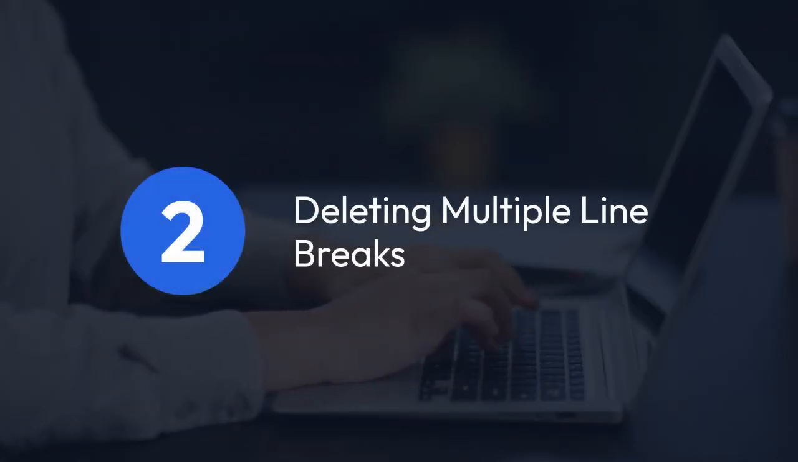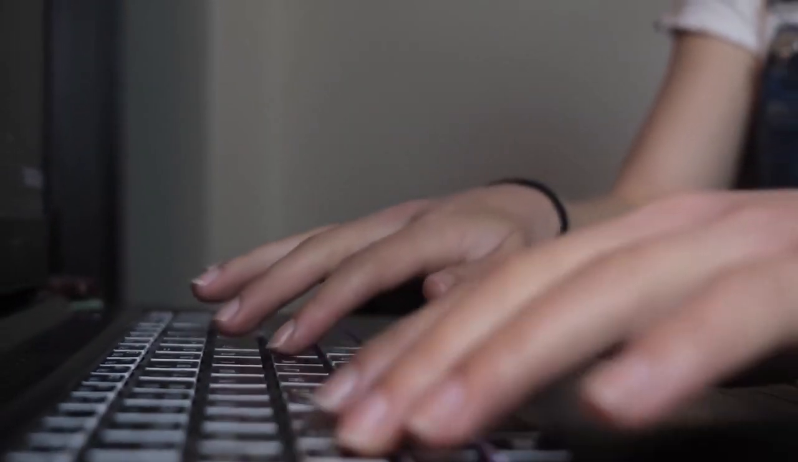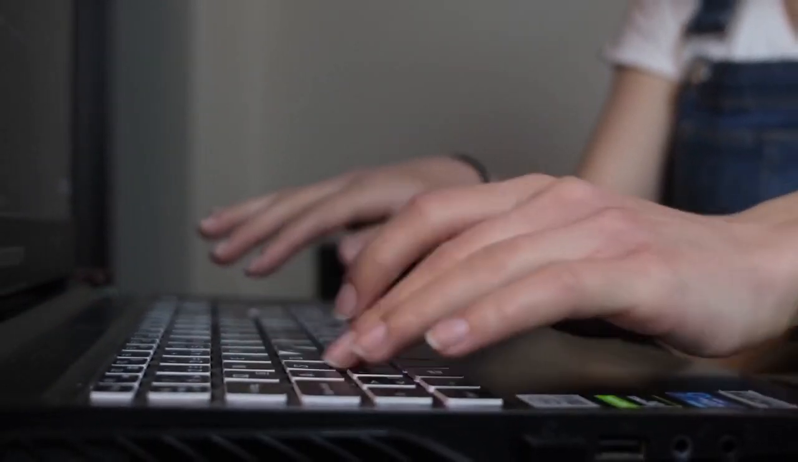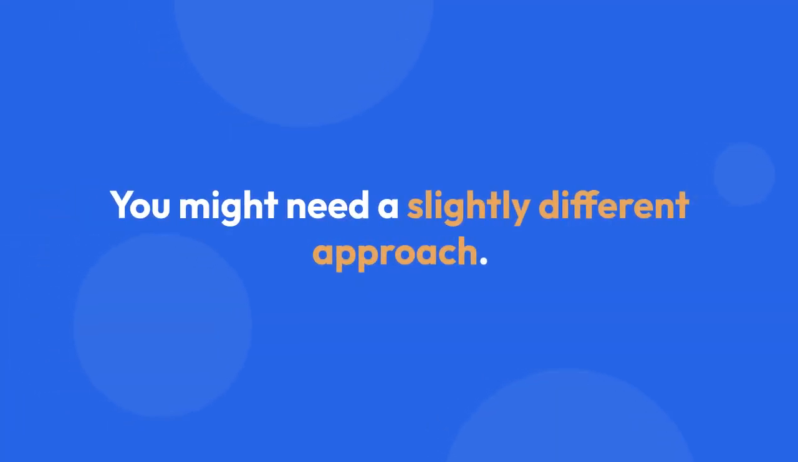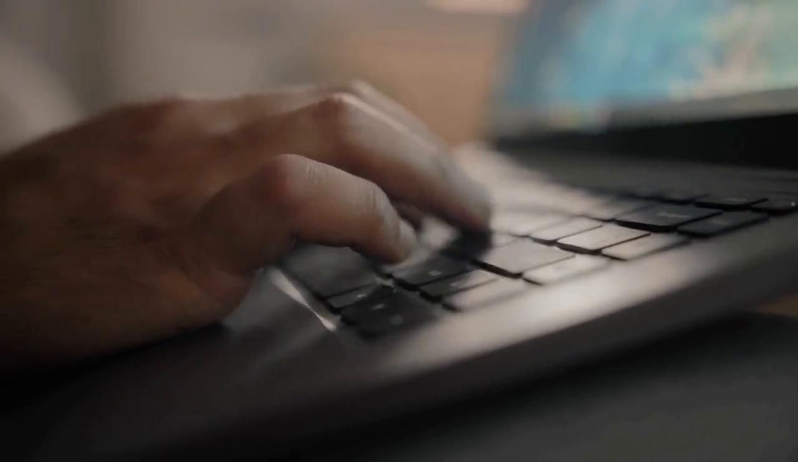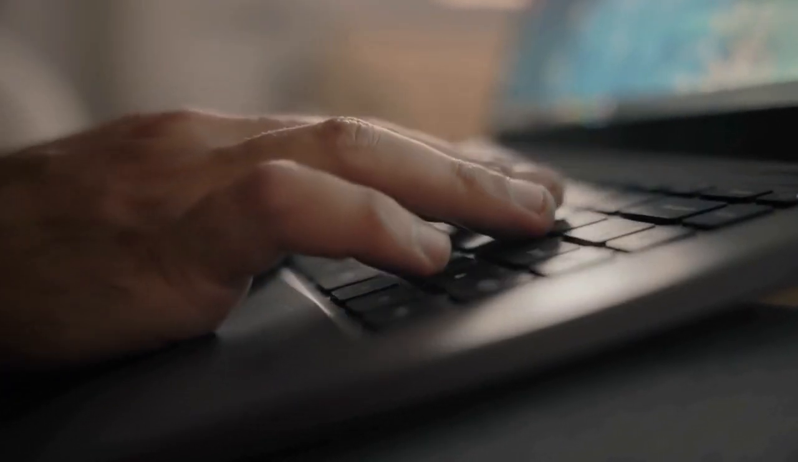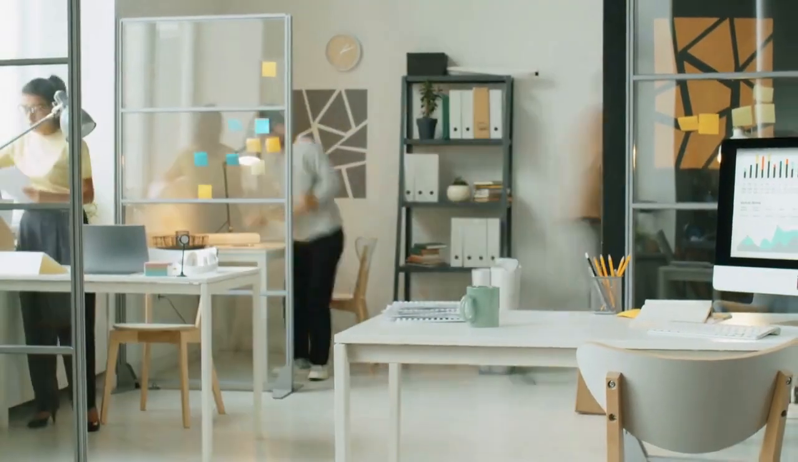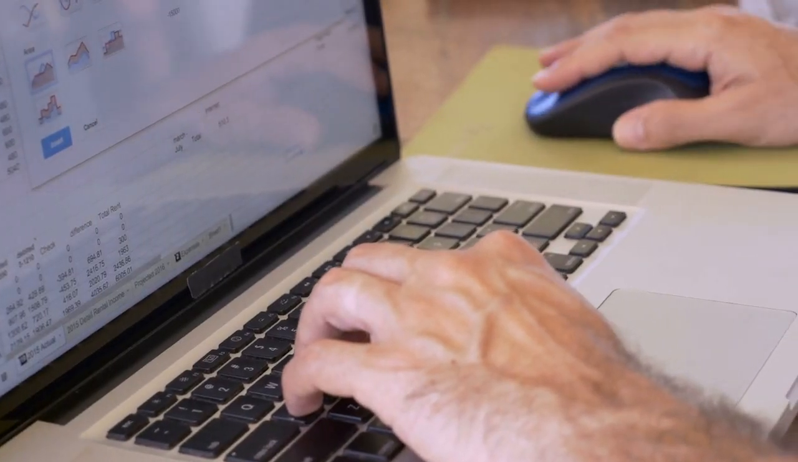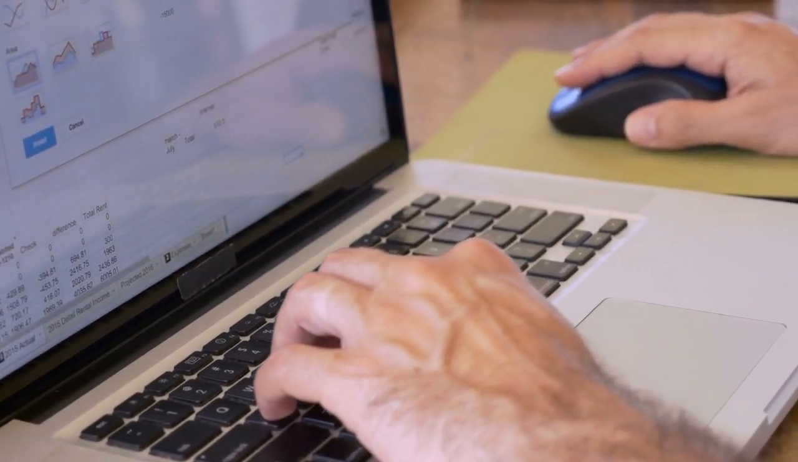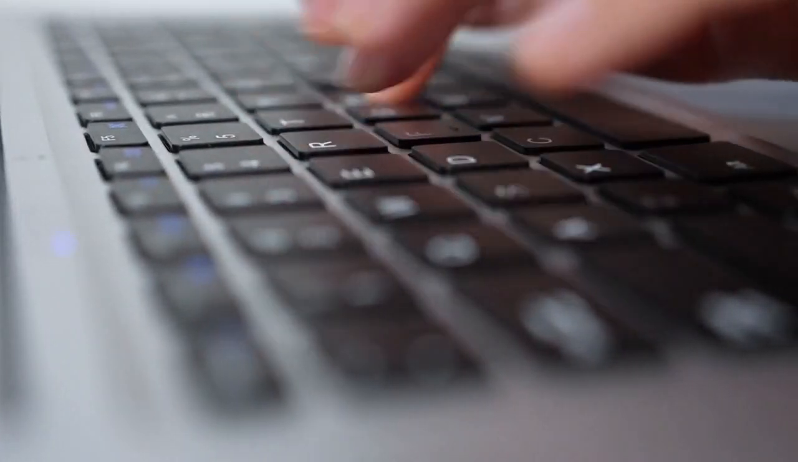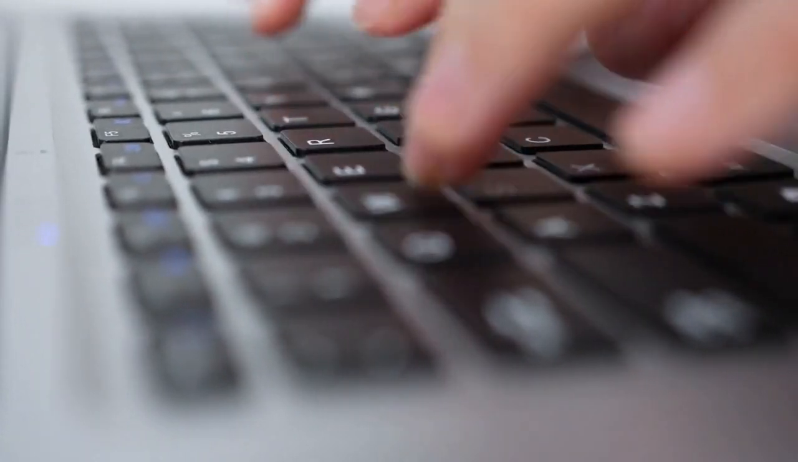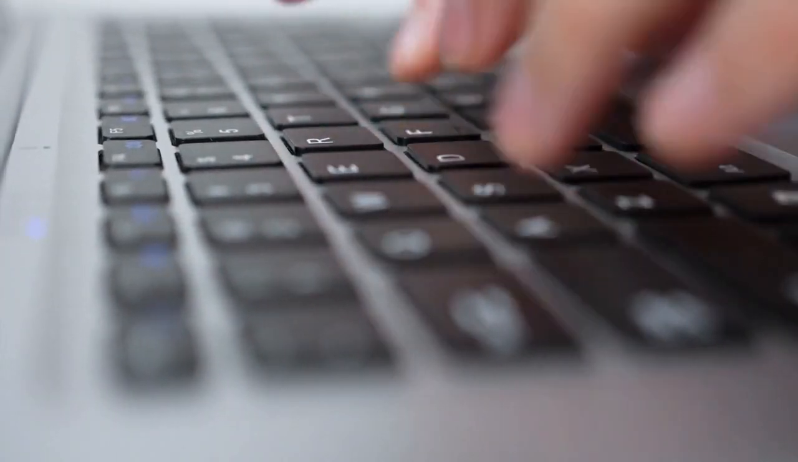2. Deleting multiple line breaks. If you have multiple consecutive line breaks and you want to remove them all to create a single continuous paragraph, you might need a slightly different approach. You can manually use backspace or delete, pressing repeatedly, but that's inefficient for many breaks. A faster method is to select all the lines you want to merge using your mouse. Once selected, press backspace or delete. The selected area will collapse into a single line, removing all the line breaks between the selected text.